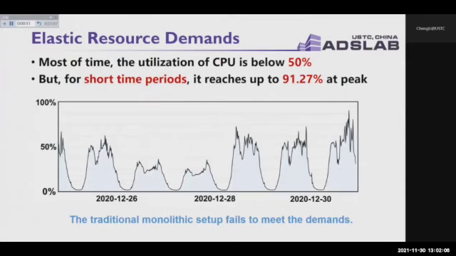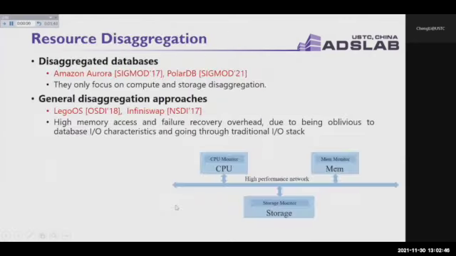For example, we measured a week of resource utilization, in particular the CPU utilization. The figures show that most of the time the CPU utilization is below 50%. However, for some short periods of time, the variance is so high. For example, the CPU utilization can reach more than 90% at the peak. With this kind of resource variance, the traditional monolithic setup, for example, the resource provisioning, cannot meet these dynamic demands. So what's the way out?